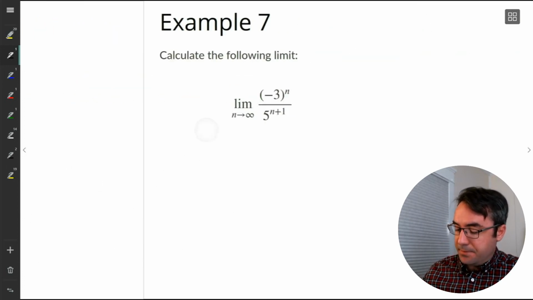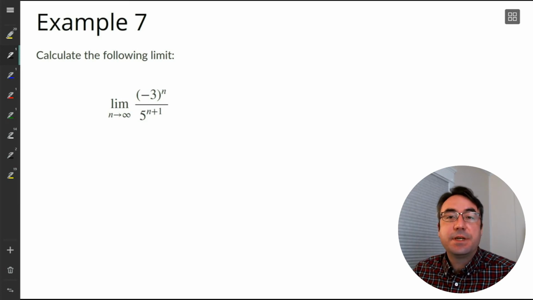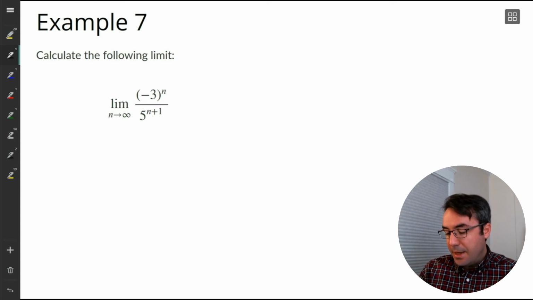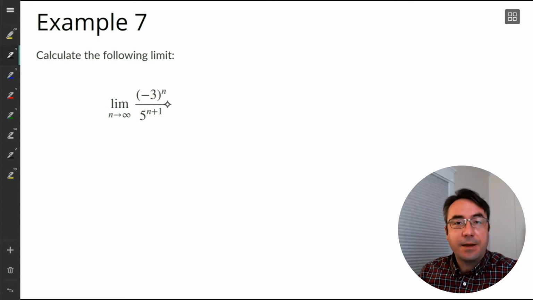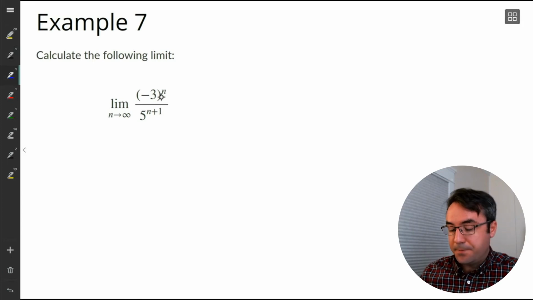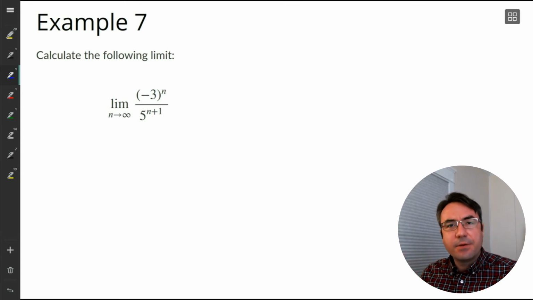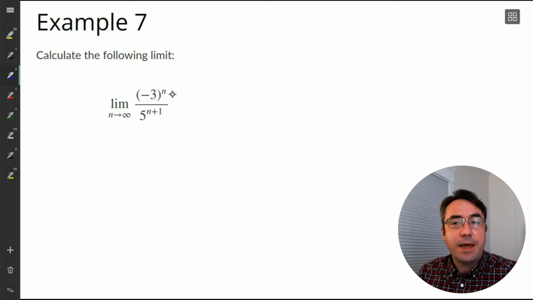And let's look at an example, example 7, the last one we're going to do. The limit of the sequence (-3)^n divided by 5^(n+1), and we're doing the limit as n goes to infinity. What we see here is a number raised to a power n, and we see that also in the denominator. So the first thing we're thinking when we look at this is that all of the pieces we have here are in the form some number raised to the power n.